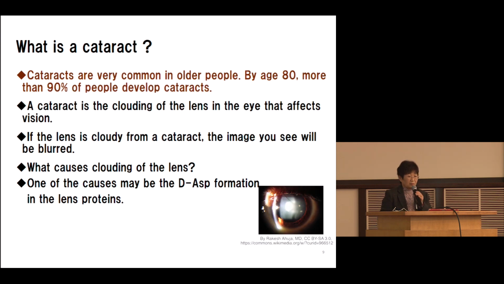What is a cataract? Cataracts are very common in elderly people. By age 80, more than 90% of people develop cataracts. A cataract is clouding of the lens in the eye that affects vision. If the lens is cloudy from a cataract, the image you see will be blurred. So what causes the clouding of the lens? We think one of the causes may be D-Asp formation in the lens proteins.